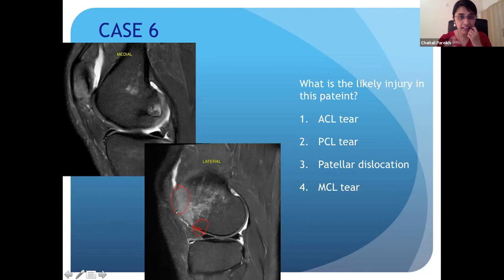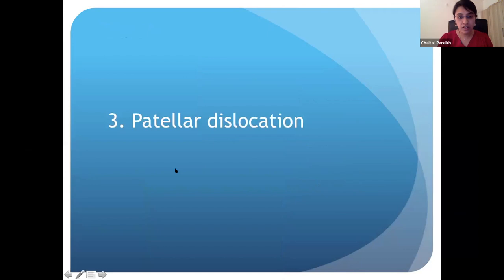Because what happens is when the patella dislocates, when it tries to come back, it hits against this anterior trochlea and comes back. And the second thing why it is not an ACL or a PCL tear is you can obviously see the edema in the inferomedial patella. So when you put these two together, you know that this is a patellar dislocation.